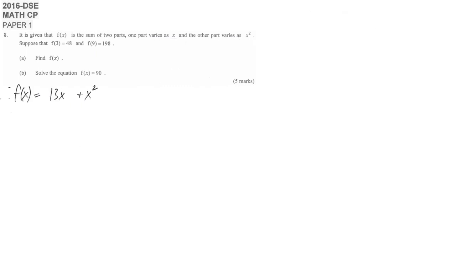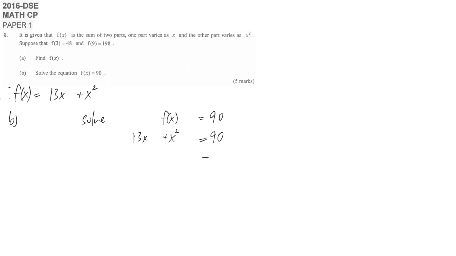In part B, it's so straightforward. They say that we have to solve the equation f(x) equal to 90. You know very well about f(x), it's just simply this expression. So you just replace it: 13x plus x squared. And you have to find out what input makes this expression become 90. So you analyze this, we find a square here. So this is a quadratic equation.